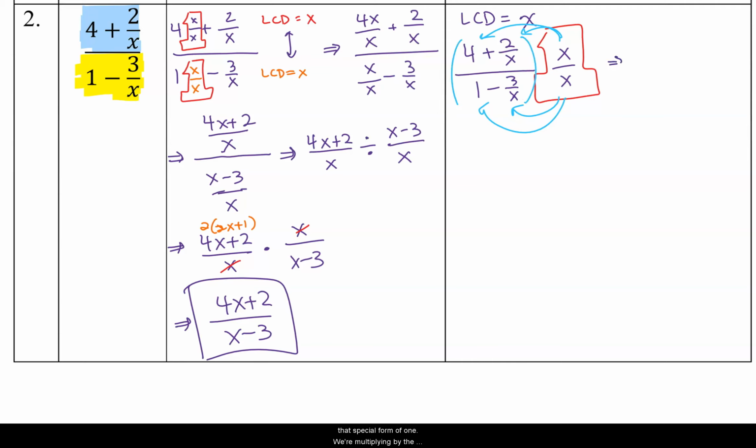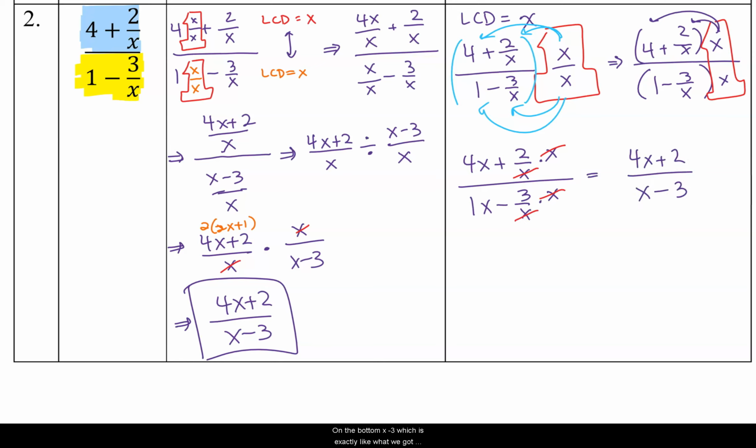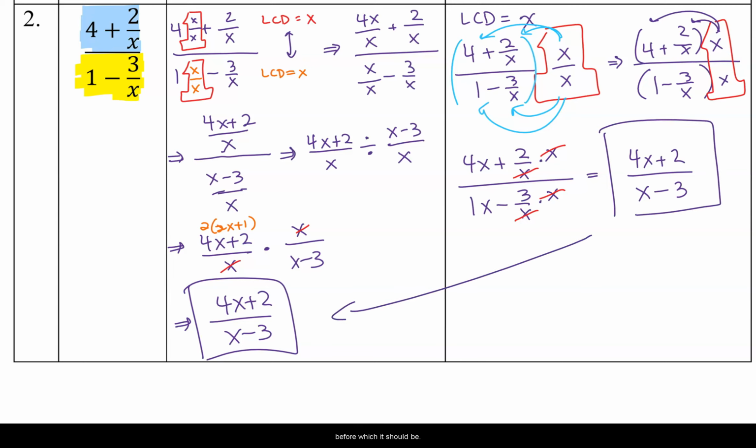Let's distribute. I'm going to write one more step so we can really see it. So 4 plus 2 over x times x, and 1 minus 3 over x times x. So here's that special form of 1 now in the same complex fraction. And now I can distribute 4 plus 2 over x times x, 1 minus 3 over x times x. And if there's anything we can cancel, yes, x's. And on the top, 4x plus 2. On the bottom, x minus 3, which is exactly like what we got before, which it should be.